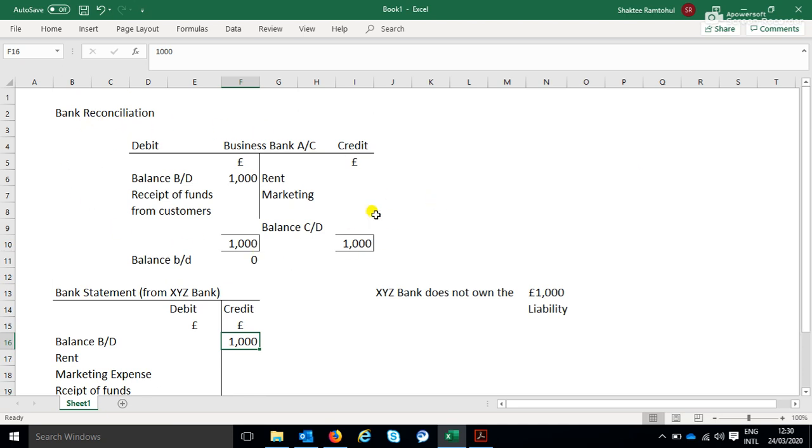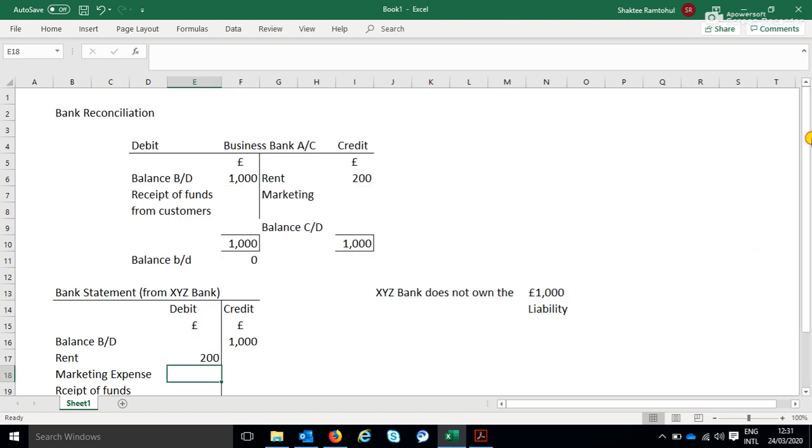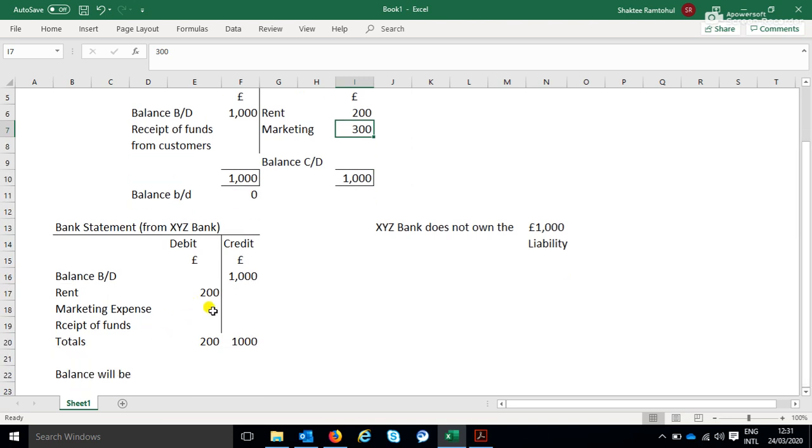Now let's carry on a few business operations and see how this is recorded. So let's assume that we are paying rent, £200. Now you will notice that this appears on the credit side of our bank account. But remember, since the bank statement is the complete opposite, it would appear on the debit side, £200. Let's assume we are paying for marketing expenses, £300. Again, you will see this is recorded on the credit side. It's the complete opposite here. So that would go on the debit of our bank statement.